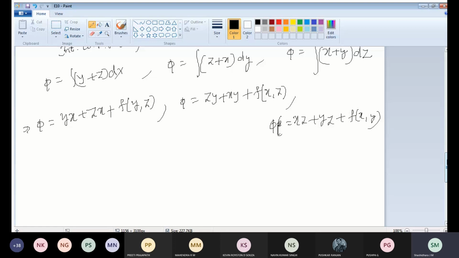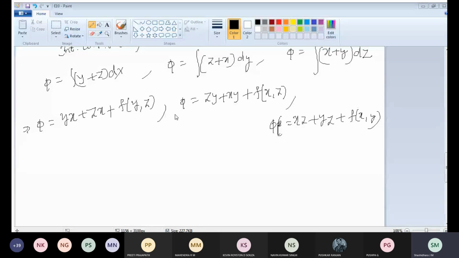Any doubts for this expression? No, sir. What about others? Manish Kumar, Nishant, Pushpa, Monica. Any doubts? No, sir.